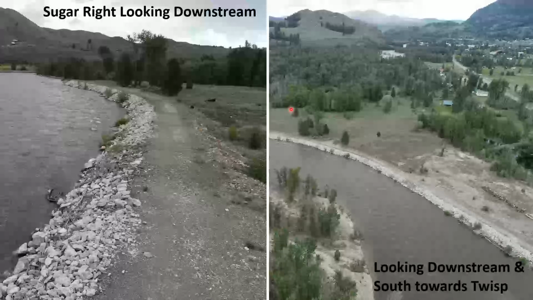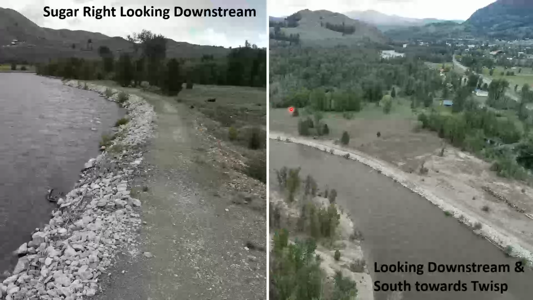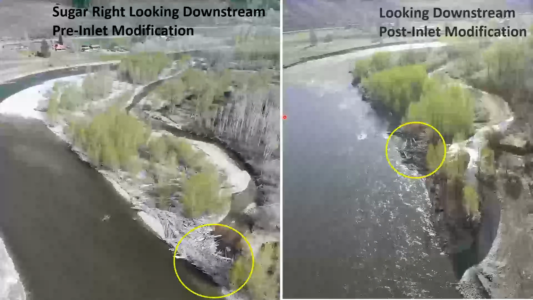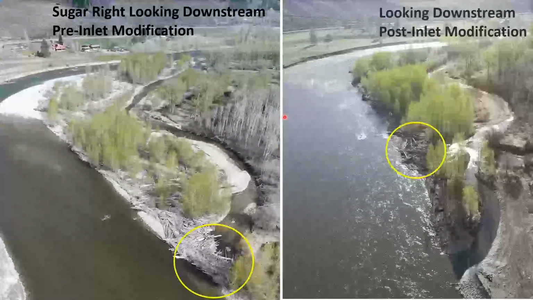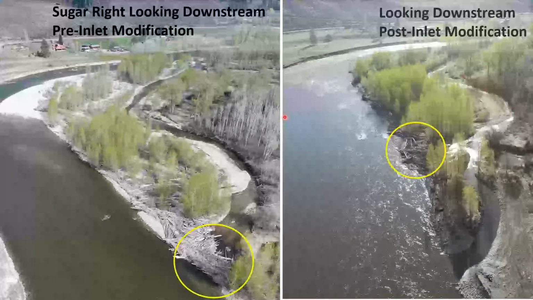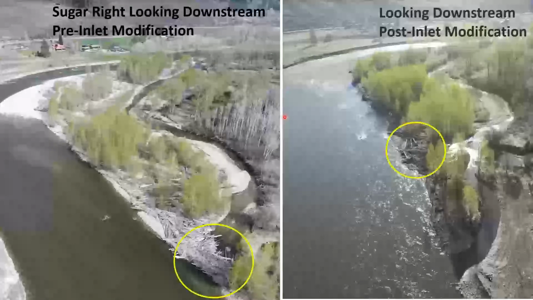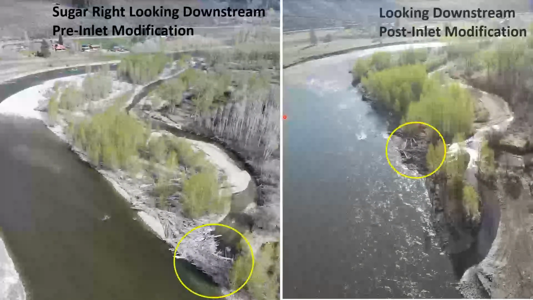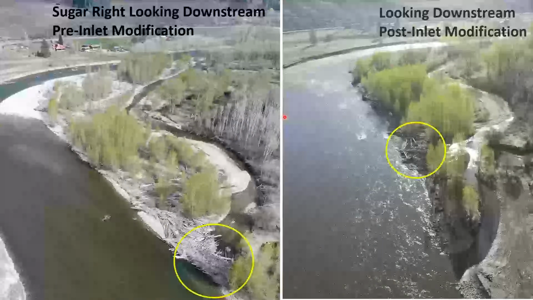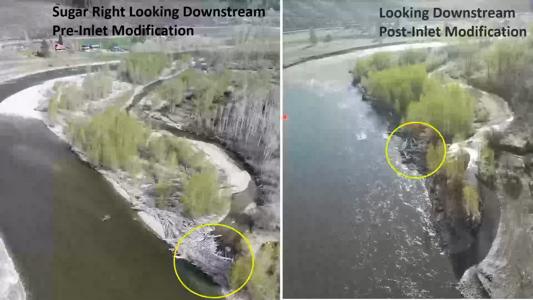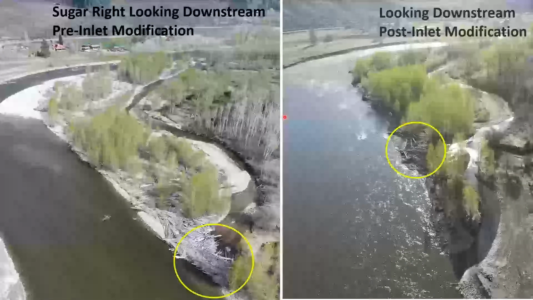That work will also work to increase the perennial nature of the side channel at the tail end. So these photos are the side channel. The photo on the left is the side channel prior to the inlet modification project, which took place in 2020. It was a small action, less than $10,000, that looked to improve the flow through the inlet itself.